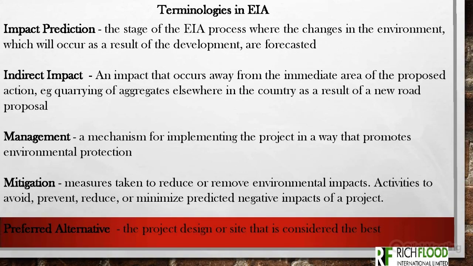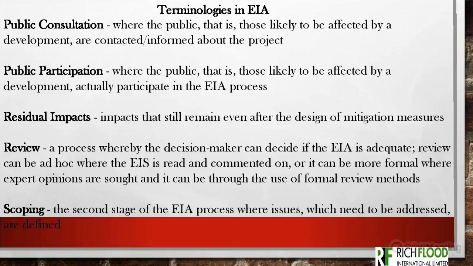Mitigation: these are measures taken to reduce or remove environmental impact. These are activities or steps that we take either to avoid completely a risk or an impact, or if we cannot avoid it completely, we reduce or minimize the negative impact. Preferred alternative is the alternative that is considered the best choice in an EIA process.